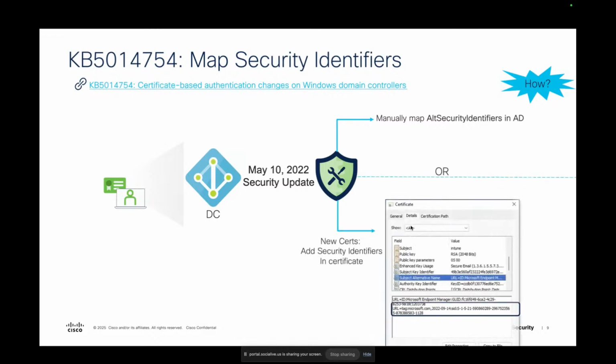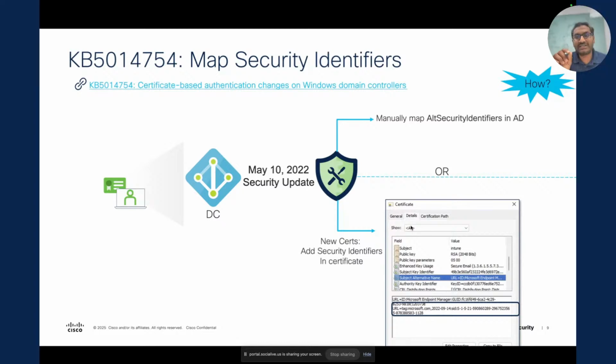or you can also issue new certificates. You might be having the certificates, and if you feel that renewing the certificates or issuing new certificates to all these endpoints and users is becoming an operational challenge for you, Microsoft was already giving you an option to manually map these alternate security identifiers in AD users or device properties.